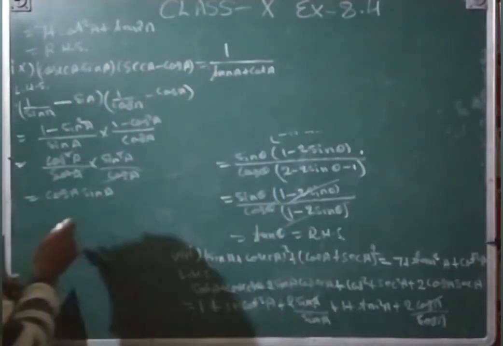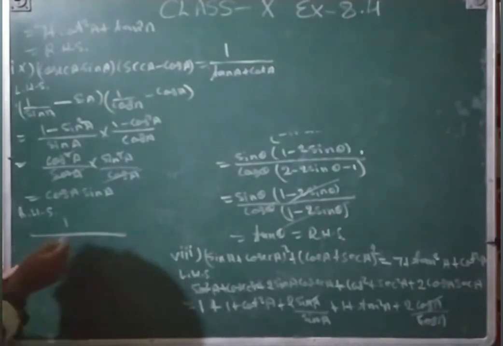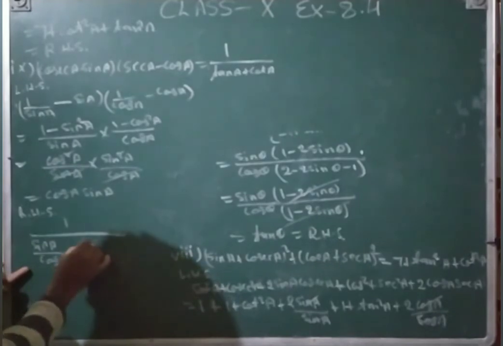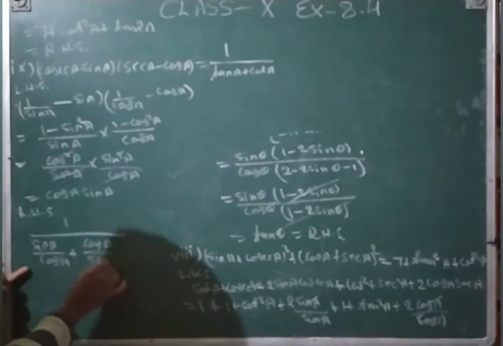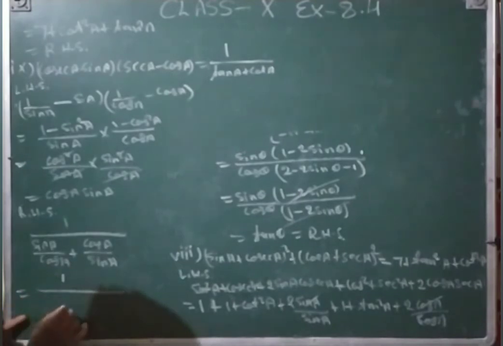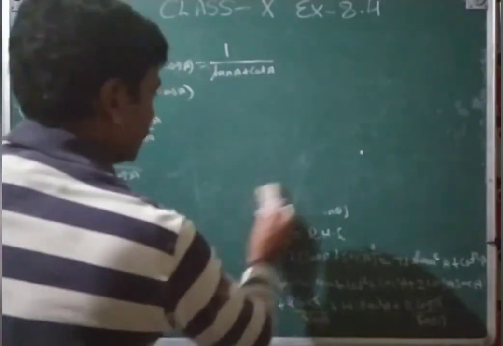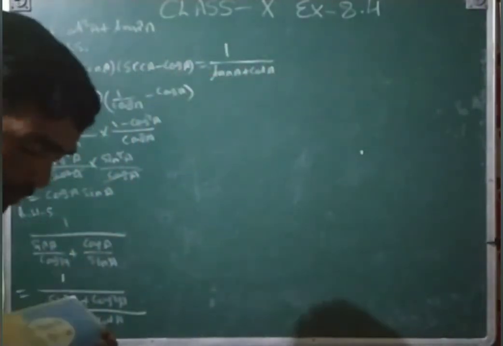So this one also we can solve by the right hand side, that is 1 upon tan A plus cot A, tan means sin A upon cos A plus cot means cos A upon sin A. Now the LCM is sin A cos A, so that will be sin square A plus cos square A. So this we know is the identity, that value is 1.